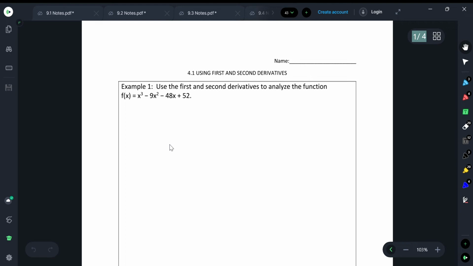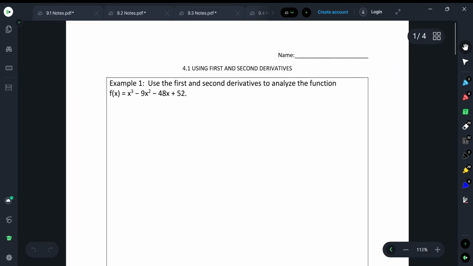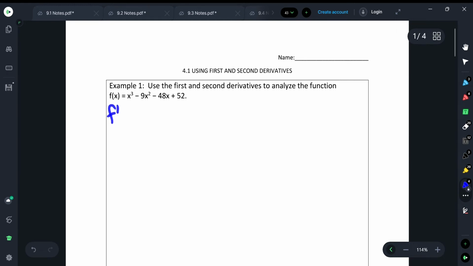All right, so we're going to analyze this function here. I do have a graph of that function here, so you can just look at that. Pretty straightforward. Let's find the first derivative. That's nothing that you have not done, so this is just going to be 3x squared minus 18x minus 48. That is your first derivative.